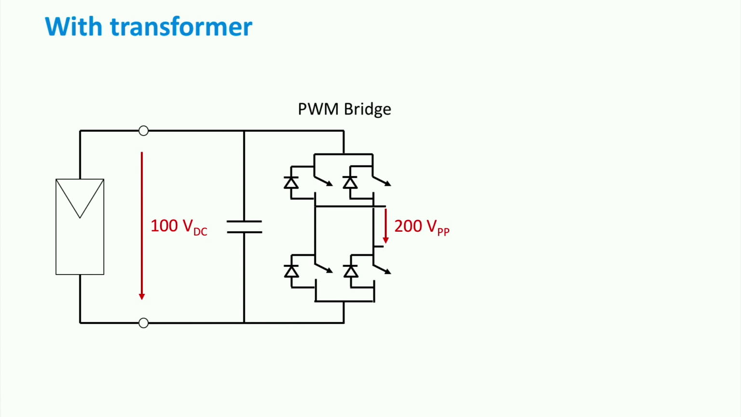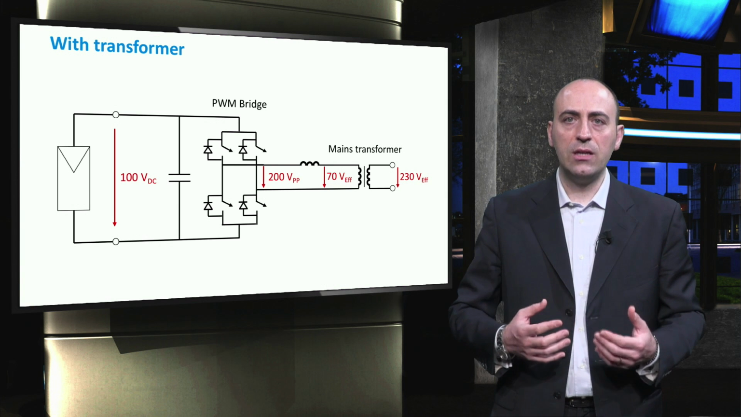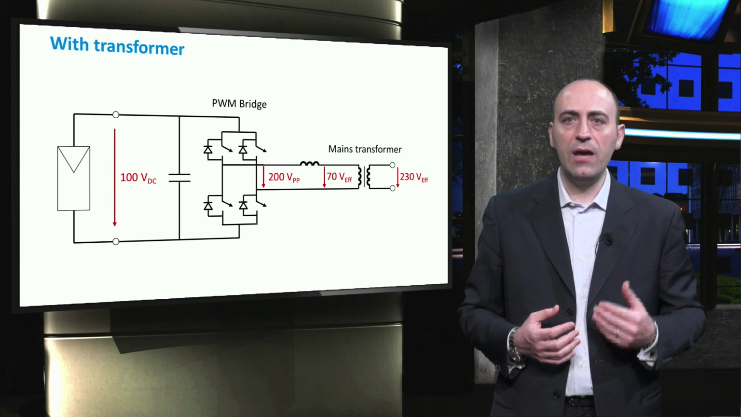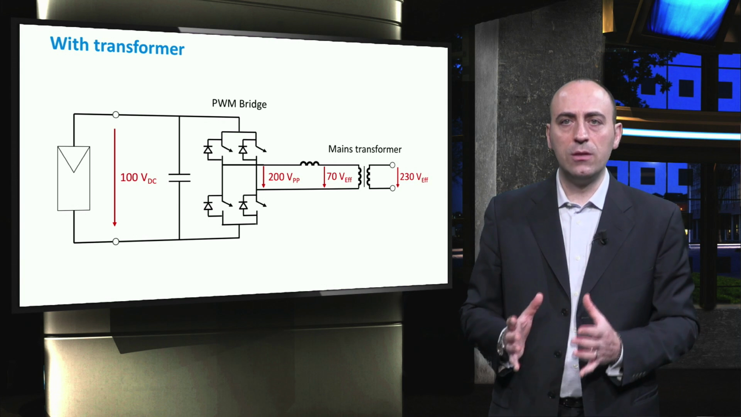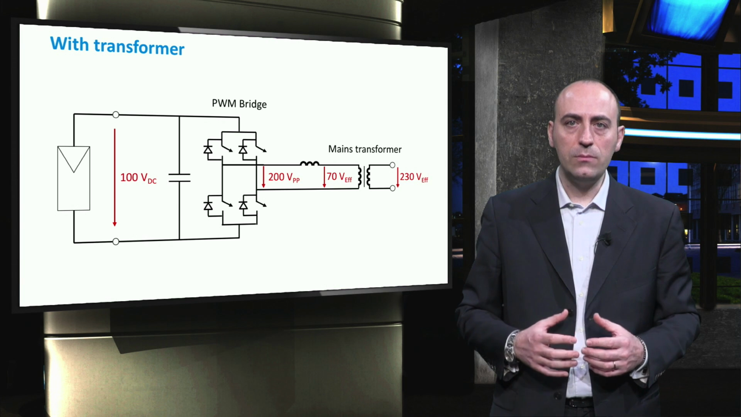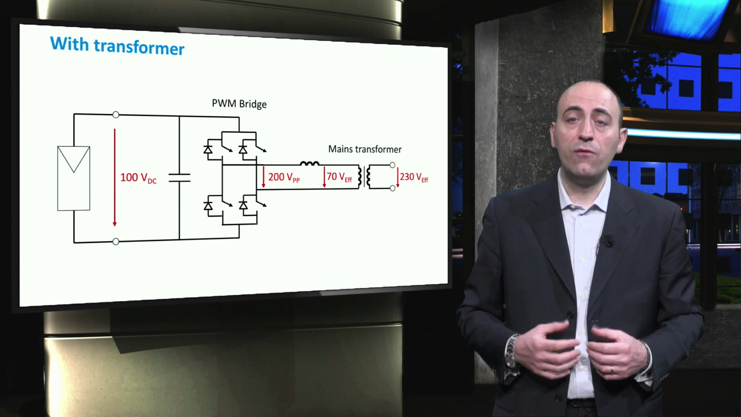Considering the fundamental harmonic of the output wave, we obtain an effective voltage of approximately 70 volts. This is not enough to be fed into the grid, therefore a transformer is needed to step up the voltage level to the desired 230 volts level. As an alternative to the 50 Hz transformer, a high-frequency transformer can be used to provide galvanic isolation between the DC and AC sides. Since the frequency is higher, the transformer can also be smaller and therefore cheaper than the main transformer.